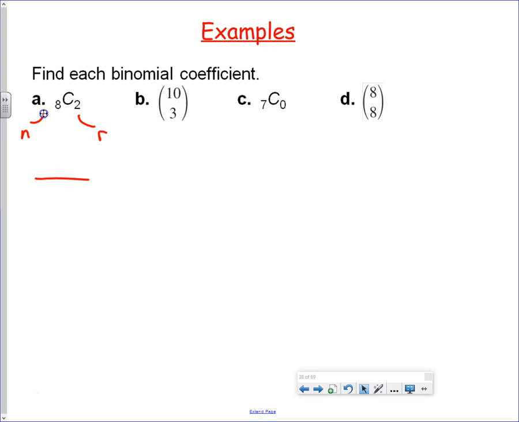What is the formula? N factorial. Okay, good. So you know n is 8. You know r is 2. Go ahead and plug in. Let's see if I can beat you.